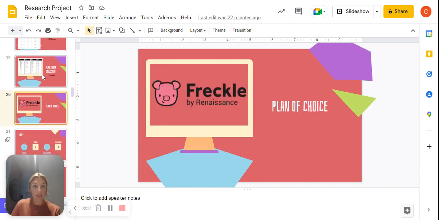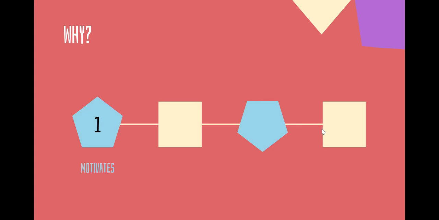My plan of choice is actually Freckle, and you might be asking why. For starters, Freckle, I believe, is the most motivating out of all 3. I think the idea of students getting coins and being able to spend their money to personalize their avatar would be the most motivating and engaging.